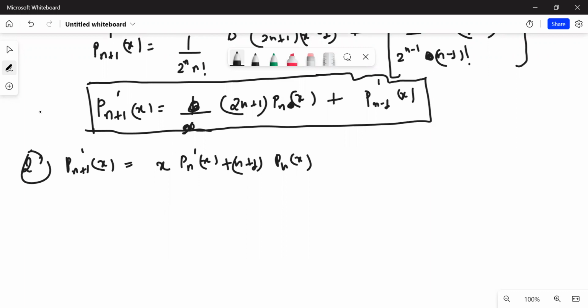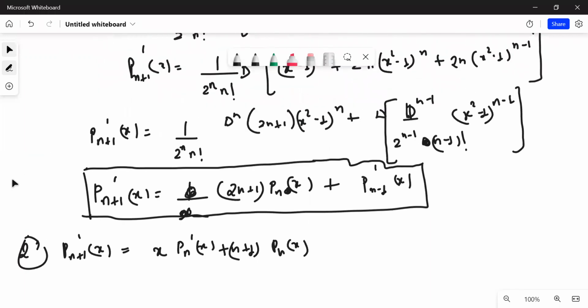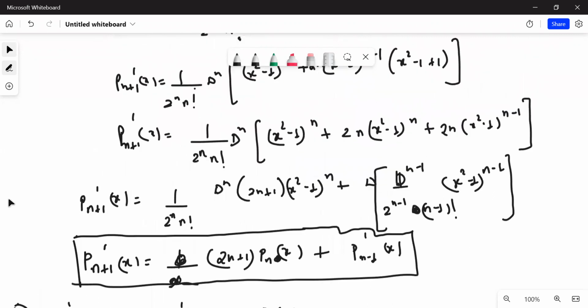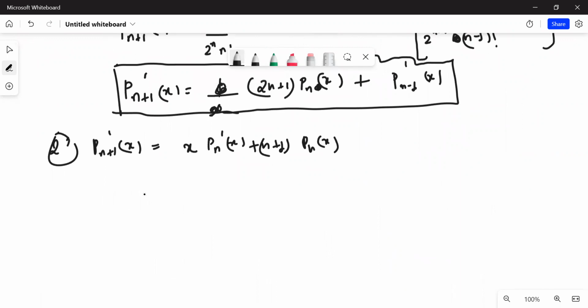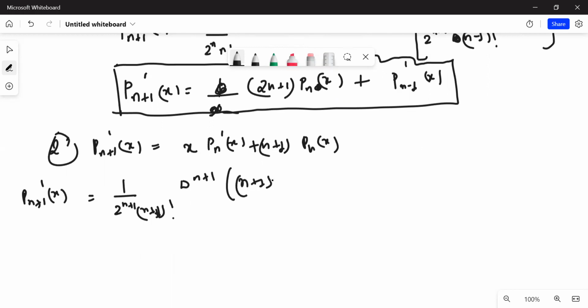So your P_n dash x, let me see if I have evaluated it somewhere. So I'll use that instantly. So let us do it once more. Let us do it. So what will be P_{n+1} dash? It will be equivalent to writing n plus 1, n plus 1 factorial. So this is, I'm writing LHS. So you have P_{n+1} dash would be equivalent to writing 2n plus 1, n factorial. And then I will write d^(n+1). And the derivative inside would give you n plus 1, n plus 1. And then I will write x square minus 1 to the power n into 2x.